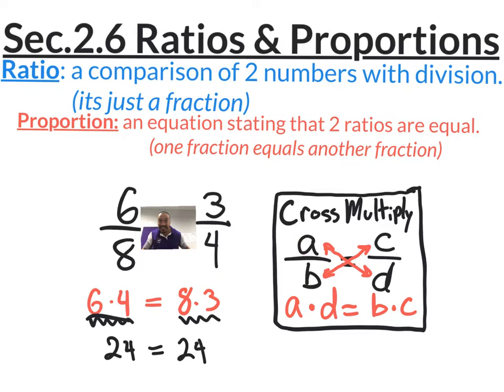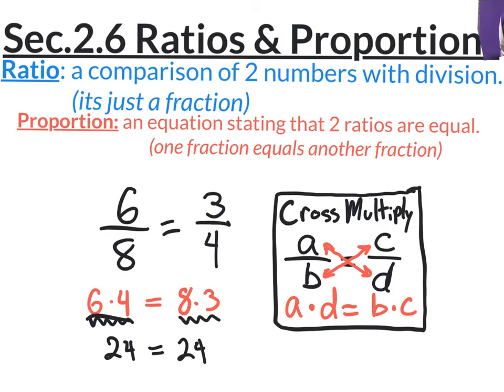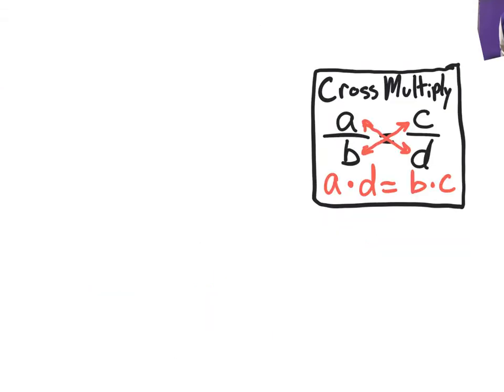Anytime you have one fraction equal to another fraction, you can cross multiply. Sauce. And you will get a true statement, right? Like right here, 6 times 4 is 8 times 3. That's 24 equals 24, true statement. But I do need to take a moment and really emphasize that you can only cross multiply when you have proportions. That is, one fraction equaling another fraction. Like this example right here. It's a proportion. You have a fraction equal to another fraction, so you can cross multiply.